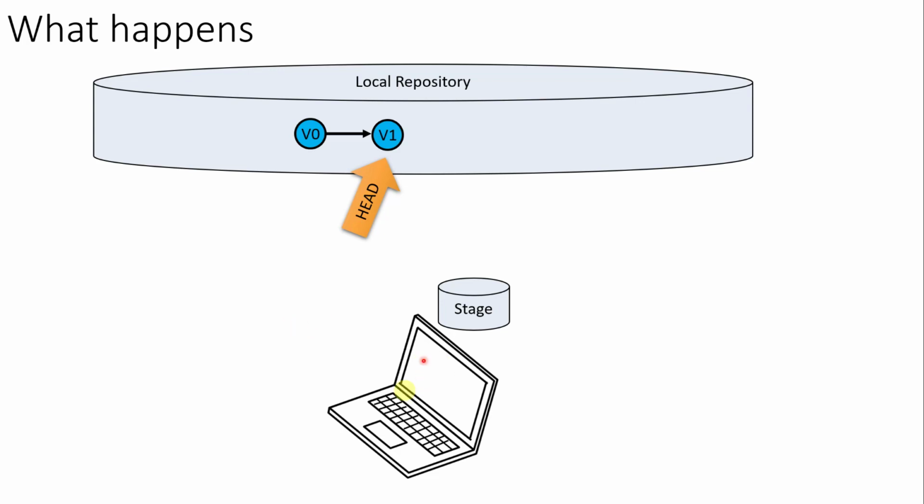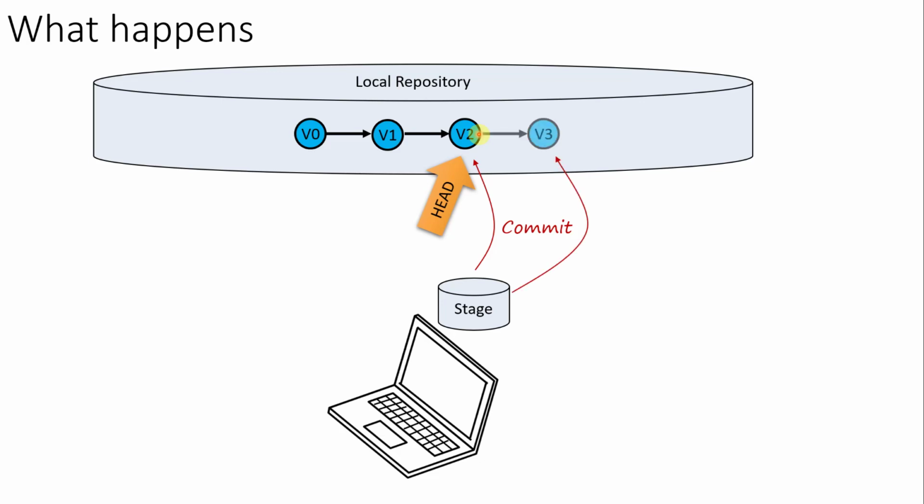And I have made some changes and they are tracked in the staging area, and if I make a commit, a new version is added to the local repository and the head is now pointing to this one. If I make another commit, a new version, and head is moved. So I have these different versions, and we'll also see how to look up previous versions. Okay, but that's the point of committing to the local repository.